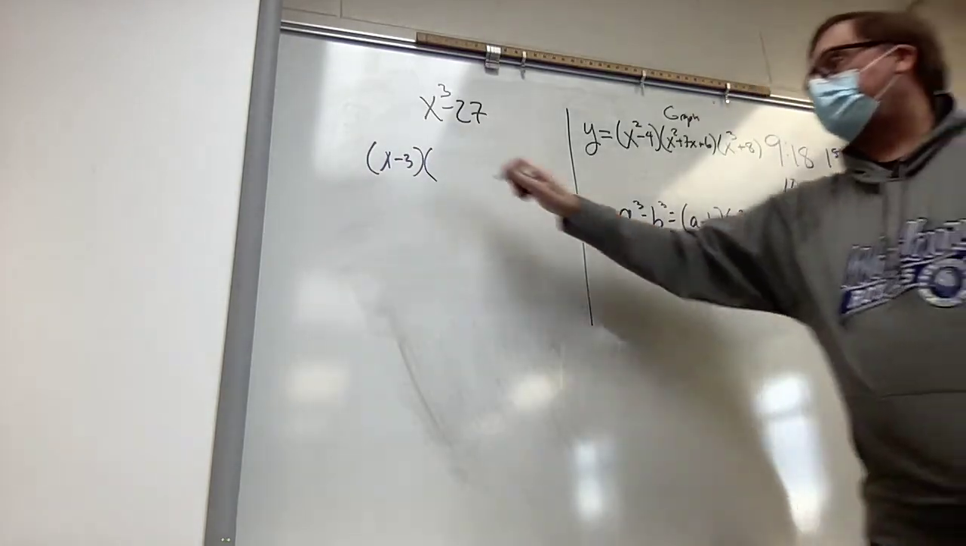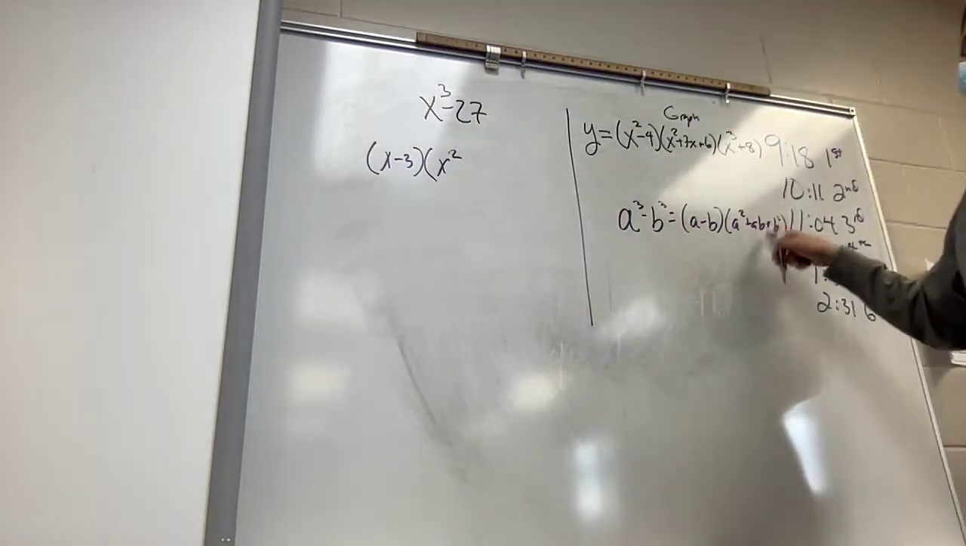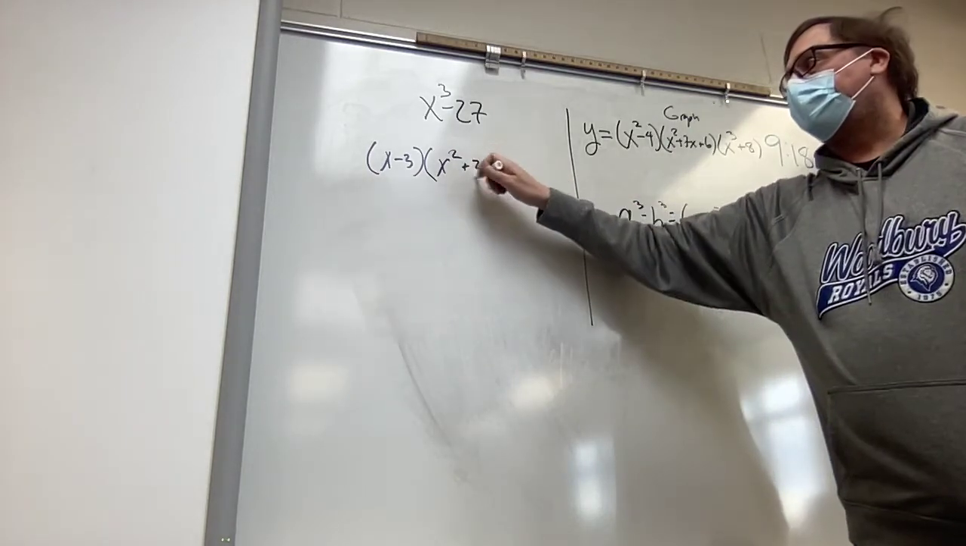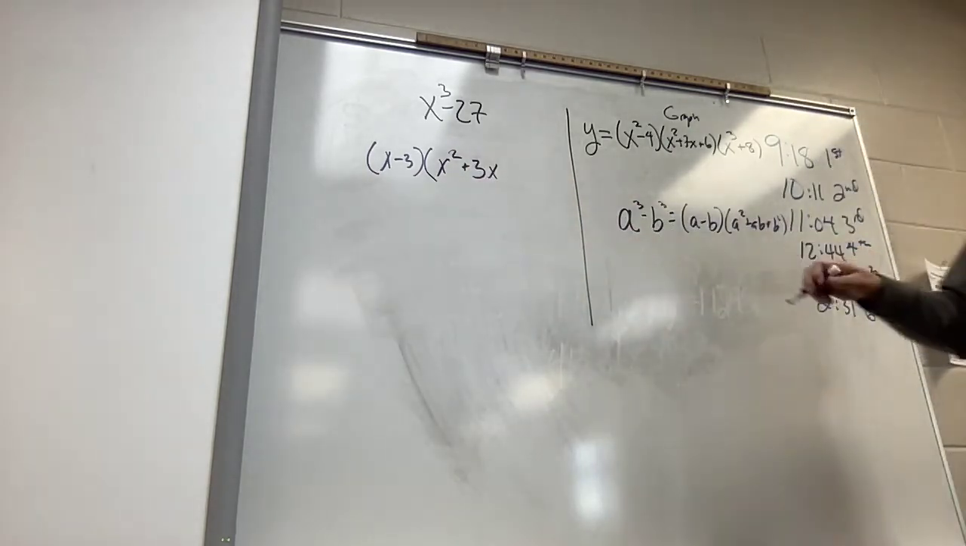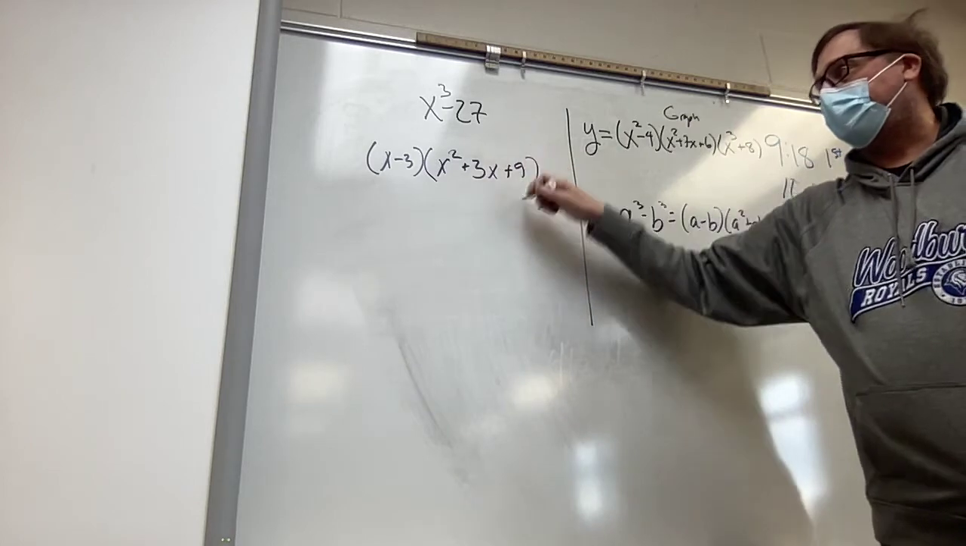A squared becomes x squared plus ab plus x3. We like to write it 3x plus b squared plus 3 squared is 9.